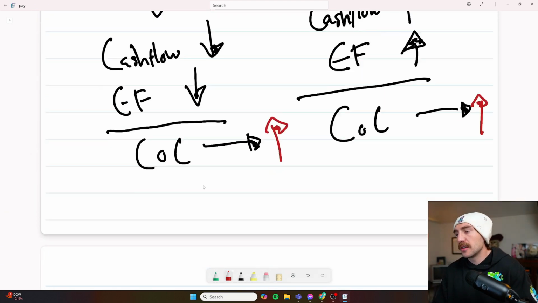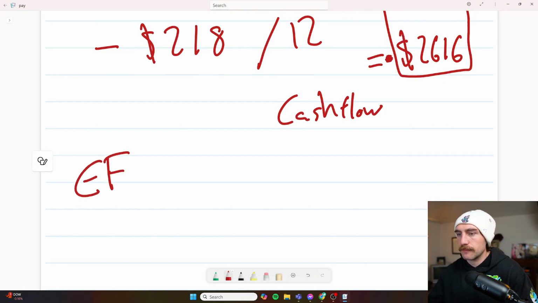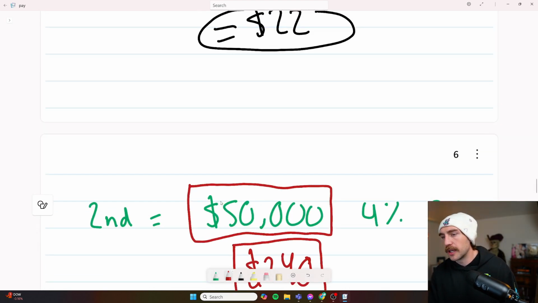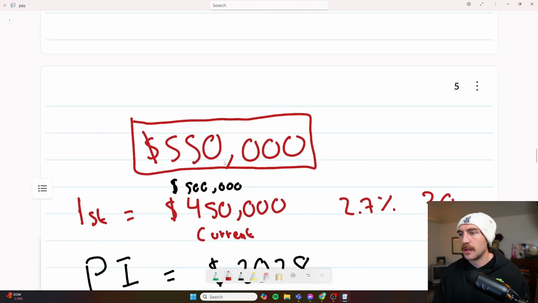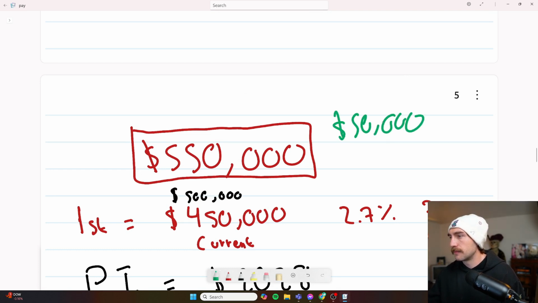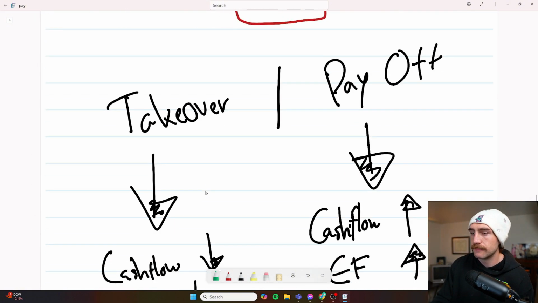Now, let's calculate our entry fee. So that's our cash flow. The next thing we're going to do, guys, is calculate our entry fee with this option. What is our entry fee? So let's go back over here. We have a $50,000 loan. We have a $450,000 loan. Now we're at $500,000. That means if we're buying it for $550,000, there is $50,000 of equity. That $50,000, from everything I'm seeing here, we're going to pay in cash.